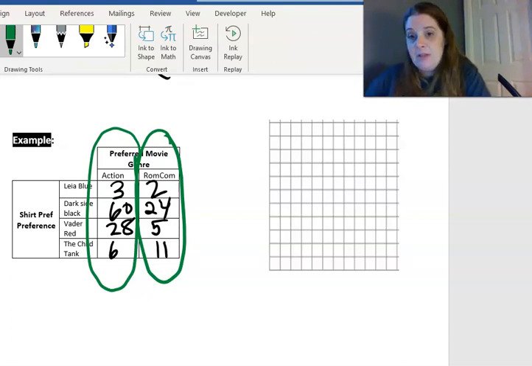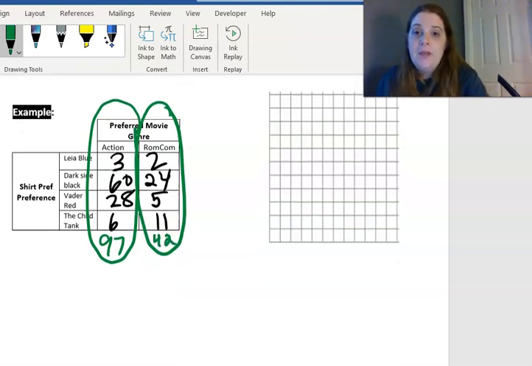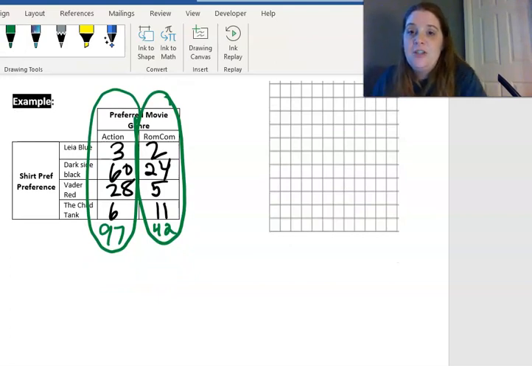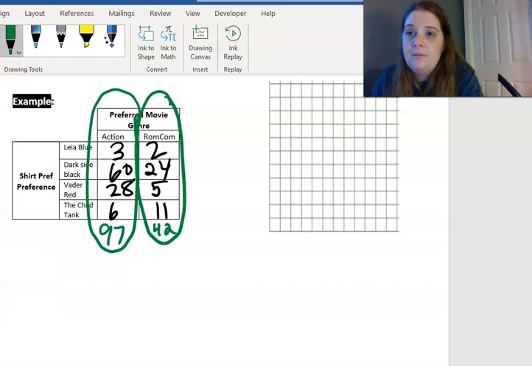So I'm going to take my calculator and do 3 plus 60 plus 28 plus 6. This has a total of 97. And then 2 plus 24 plus 5 plus 11. This has a total of 42. All right, so those are my grand totals right now. Then I'm going to find the conditional distribution.